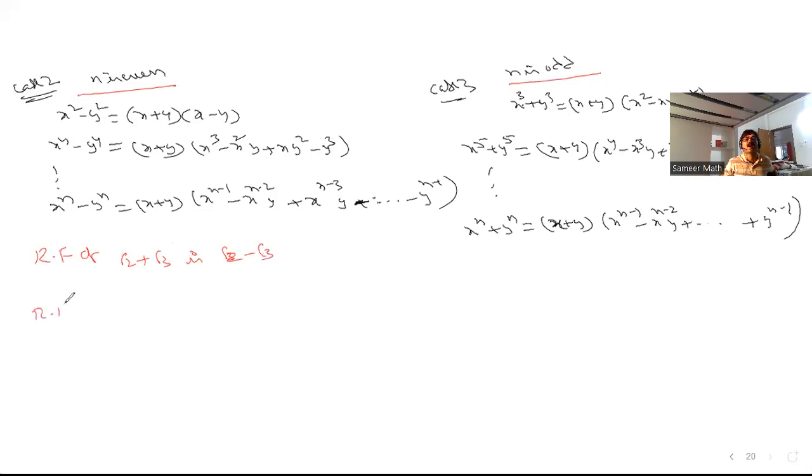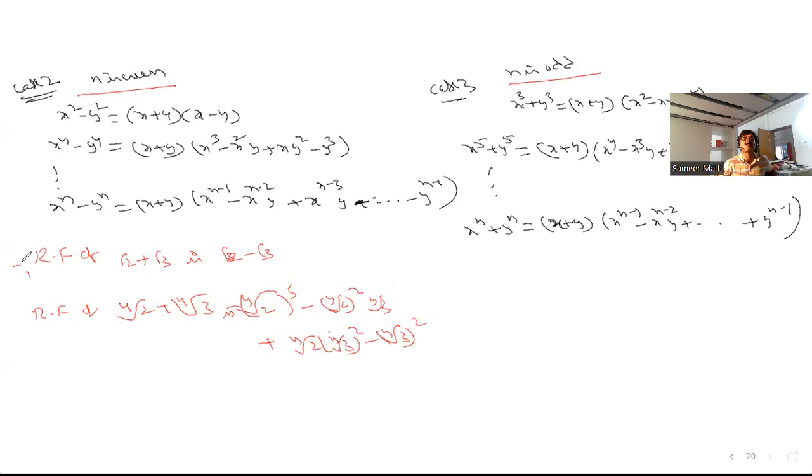Suppose if he has given here RF of the 4th root of 2 plus 4th root of 3. So what you have to write is (4th root of 2)³ minus (4th root of 2)²·(4th root of 3), plus 4th root of 2·(4th root of 3)² minus (4th root of 3)³. You can write like this. I have given 2 examples here.